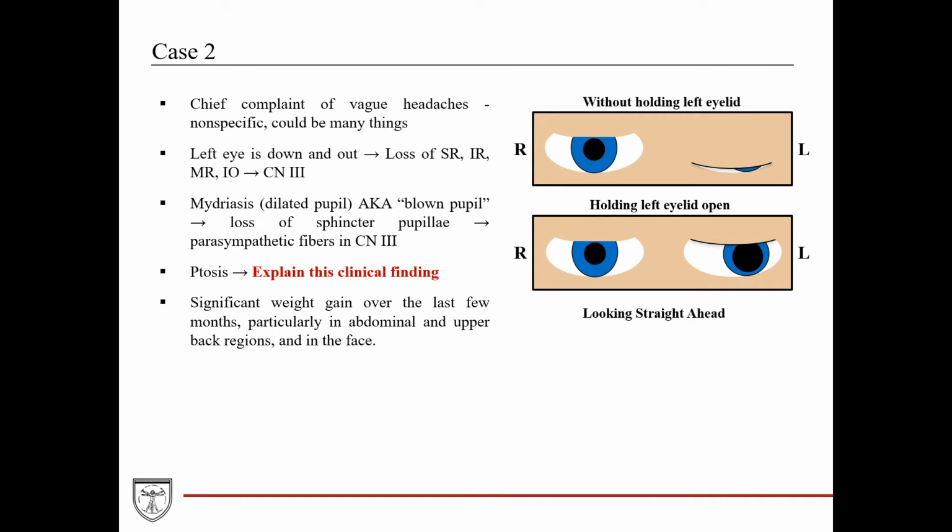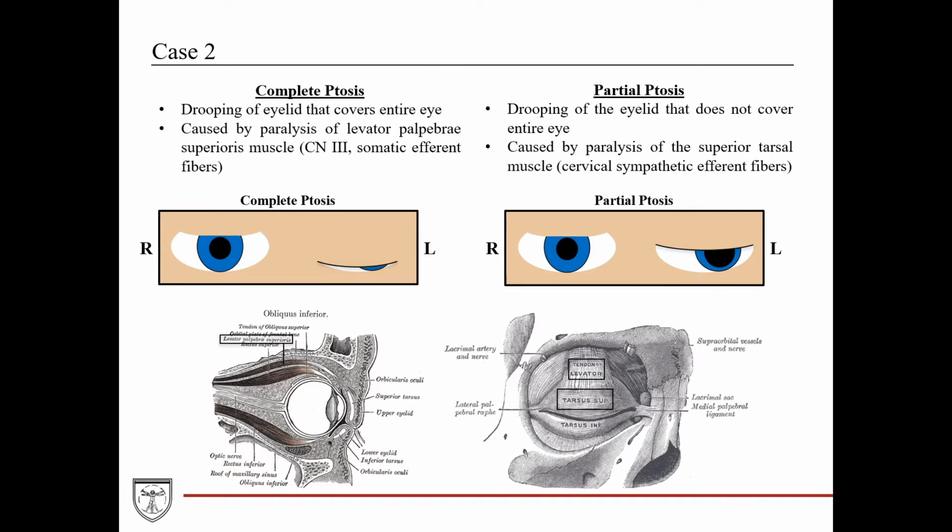So here we go. We've got this loss of superior rectus, inferior rectus, medial rectus, inferior oblique, cranial nerve 3. Again, loss of sphincter pupillae, parasympathetic fibers in cranial nerve 3. So I want to explain the ptosis here. Let's talk about complete ptosis versus partial ptosis. And this is where your comment about Horner syndrome will come in again.